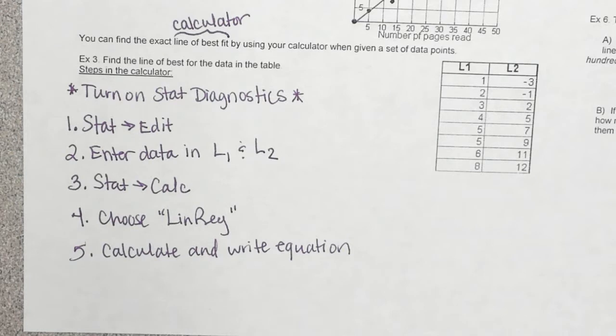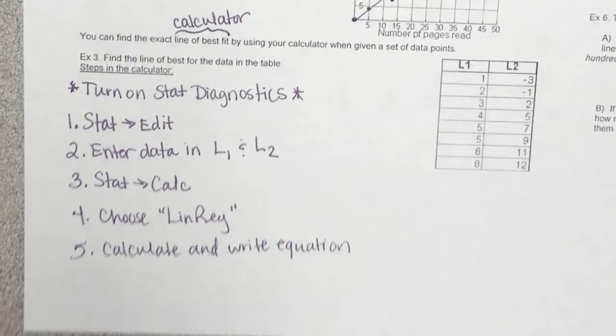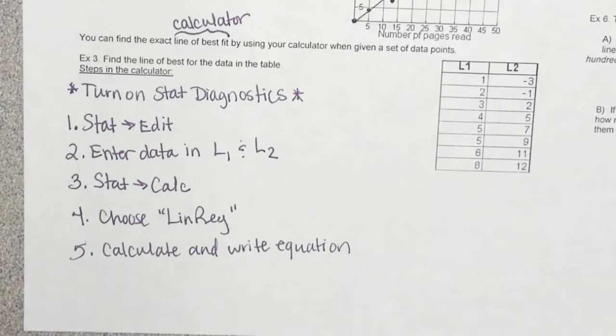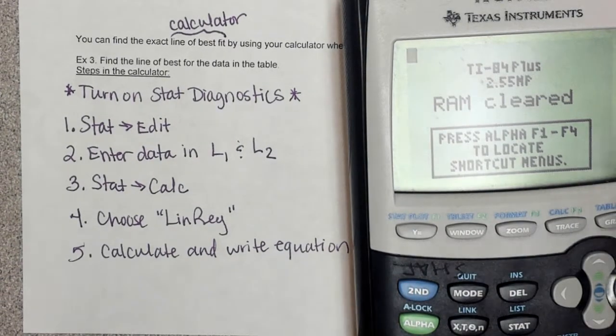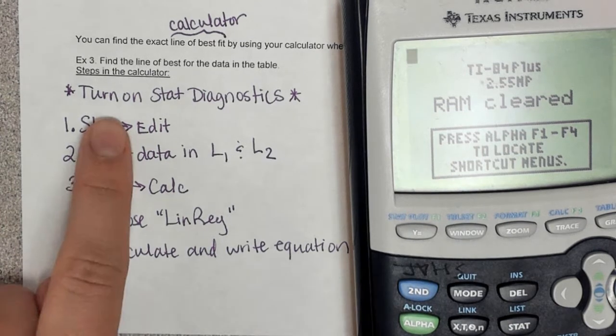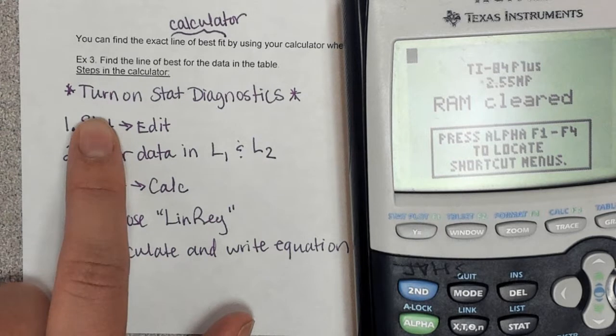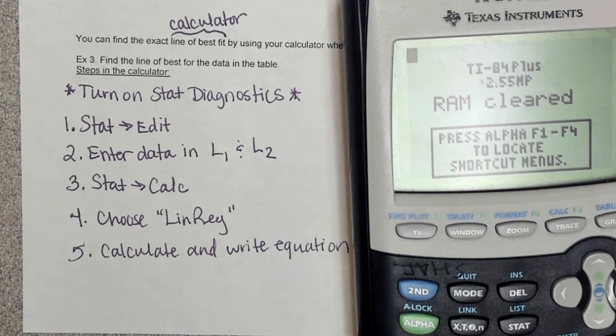All right, we all good? Okay, let's make sure our phones are put away because they're not supposed to be out right now, right? Okay, let's do that. Now that we have it written down, let's do that together. So we have our cleared calculator, right? All right. First, we want to make sure our stat diagnostics are turned on. Every time you clear your calculator, this setting turns off for some reason.